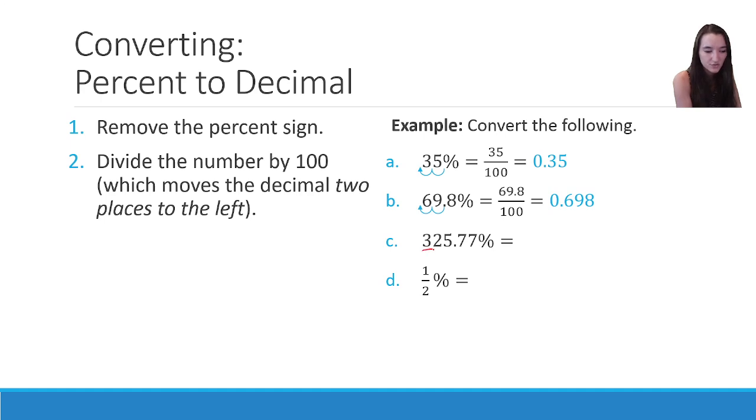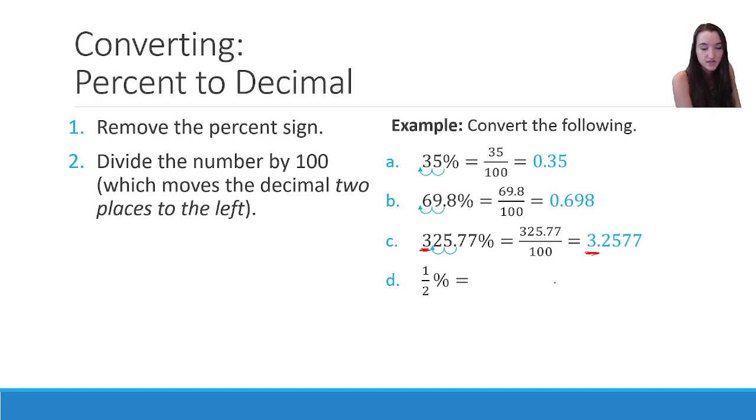325.77%. Once we have 3 digits in front of any decimal that's inside the percent, that should tell us we're going to have a whole number left over. So when I move over twice, I end up getting 3.2577. So there is a number that is greater than 1 in this case, because this was greater than 100%.